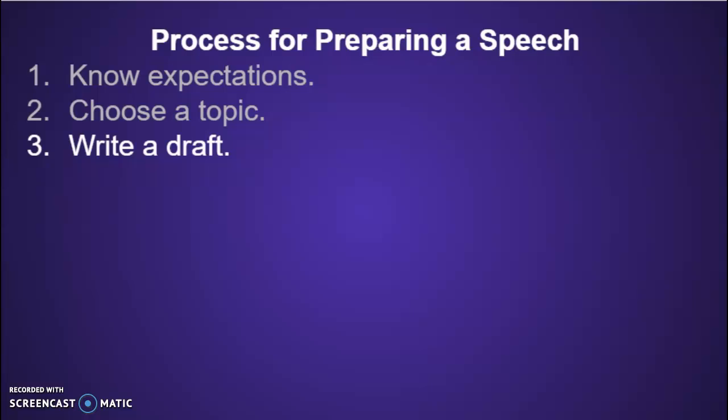And then write a draft. Even if you're not going to have a full speech in front of you when you give the speech, I highly, highly recommend writing out what you plan to say. Now, this doesn't mean that you're going to read your speech to your audience. You shouldn't do that. But by writing it out, you can think through the connections between your ideas and think about how you might word them as you are speaking. And as you write your draft, try to think about how you would say the sentences versus how you would write it in a formal paper.